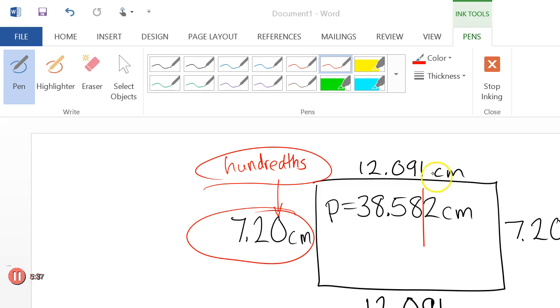I have to report my answer. The perimeter of this rectangle is 38.58 centimeters.